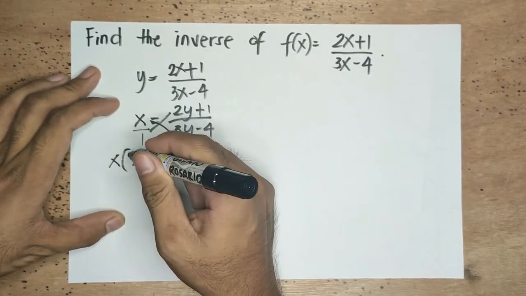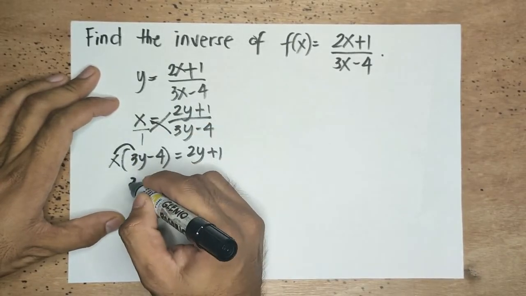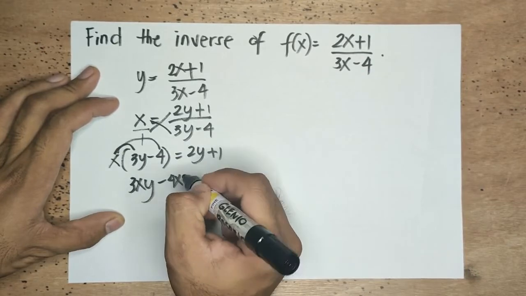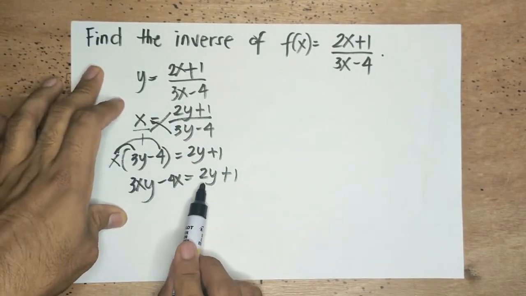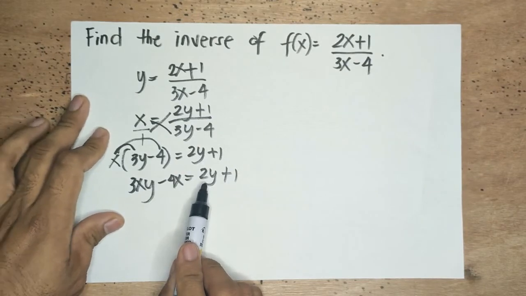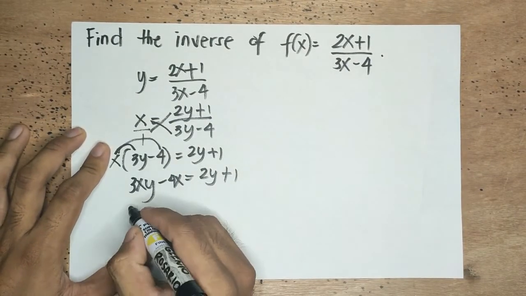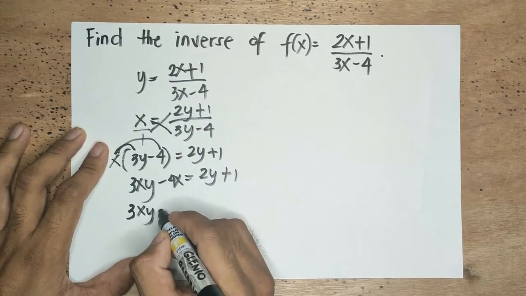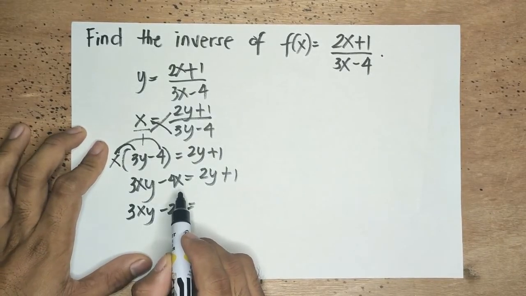So we distribute to all the terms inside the parentheses, see x. So x times 3y is 3xy. X times negative 4 is negative 4x is equal to 2y plus 1. So we transpose positive 2y kasi dapat lahat ng mga may y, ililipat natin siya sa left. So we just bring down 3xy. Transposing 2y, it will become negative 2y. And then, lahat ng mga walang y, ililipat sa right.